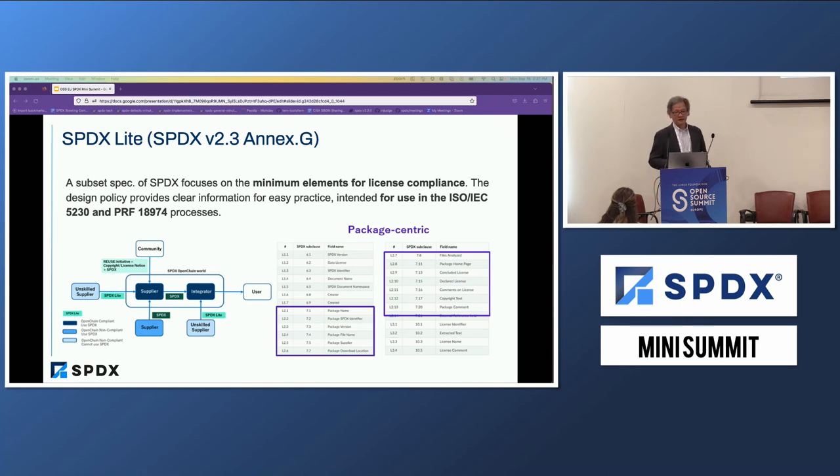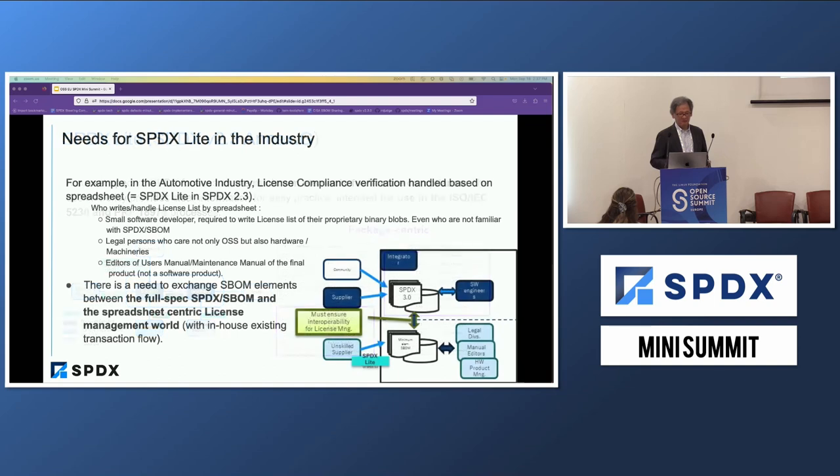That's targeted on some sort of industrial use case. There are needs for SPDX Lite in the industry, which still requires the Lite profile. For example, in the automotive industry, license compliance verification is handled based on the spreadsheet SPDX Lite in SPDX 2.3.